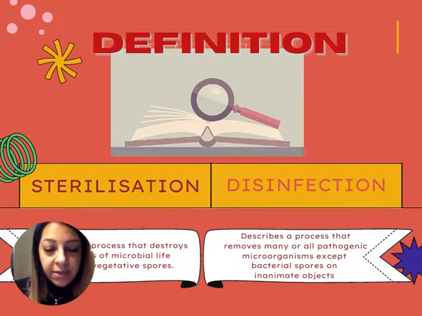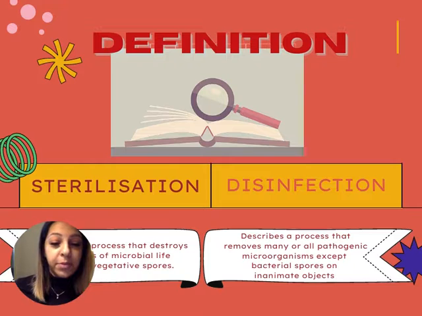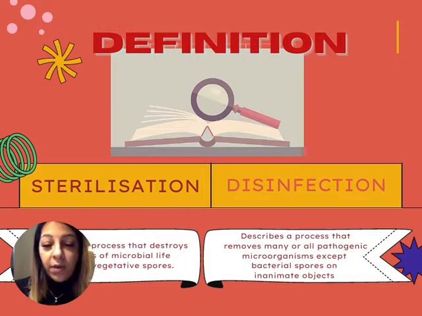First, to start with the definition of sterilization and disinfection. Sterilization describes a process that destroys all forms of microbial life, including vegetative spores, whereas disinfection describes a process that removes many or all pathogenic microorganisms, except bacterial spores, on inanimate objects.